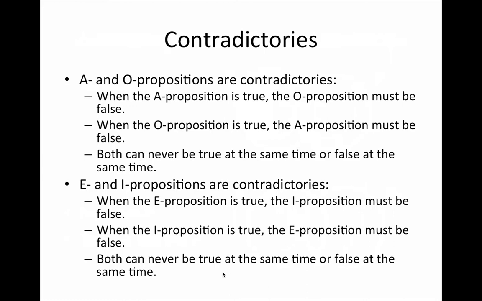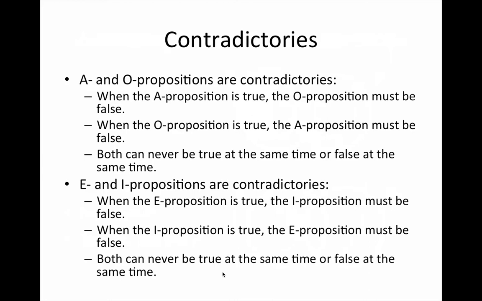What are the contradictories? Contradictories are A and O propositions and E and I. When one is true, the other is false, and when the other is true, the one is false. So when A is true, O is false. When O is true, A is false. When E is true, I is false. When I is true, E is false. We'll look at some examples.